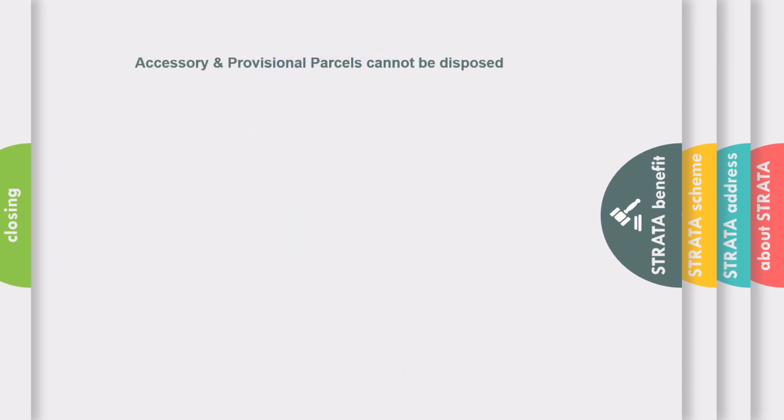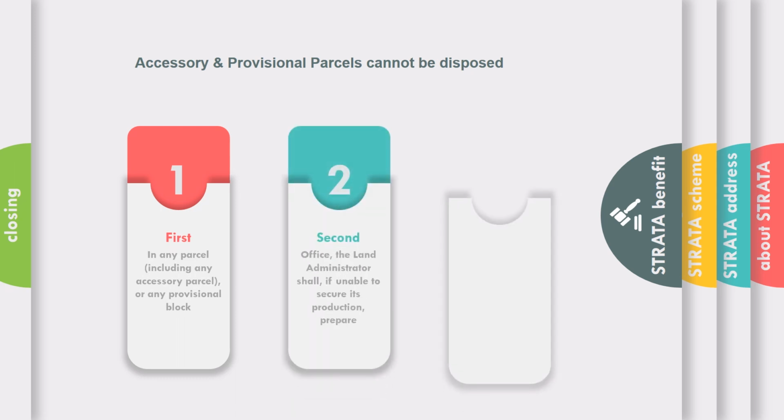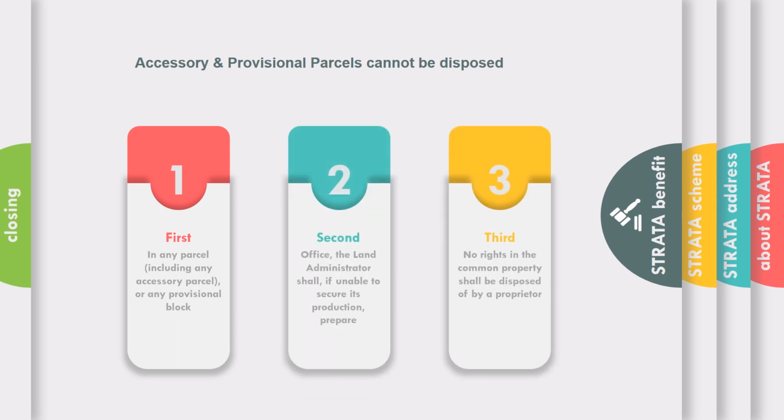For the second benefit, accessory and provisional parcels cannot be disposed of. Refer to this Act: in any parcel including any accessory parcel or any provisional block for the office, the land administrator shall, if unable to secure its production, prepare it, and no rights in common property shall be disposed of by the proprietor. It is because any type of parcel must be saved and managed.